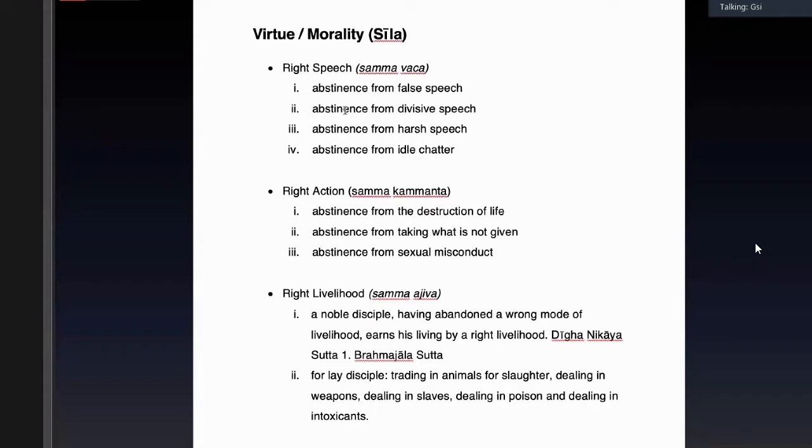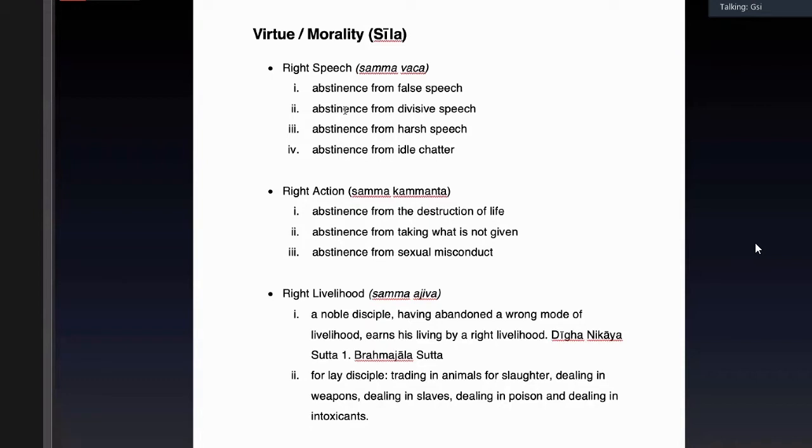Now the right livelihood that is given in the sutta is the number one. A noble disciple, having abandoned wrong mode of livelihood, earns his living by right livelihood. What do we mean by wrong mode of livelihood? Here in the Digha Nikaya, Sutta number 1, the Brahmajala Sutta, the later part talks about the 62 kinds of wrong view. But in the earlier part, before the 62, the Buddha talked about all kinds of morality, actions that an ascetic or monastic shouldn't be doing.